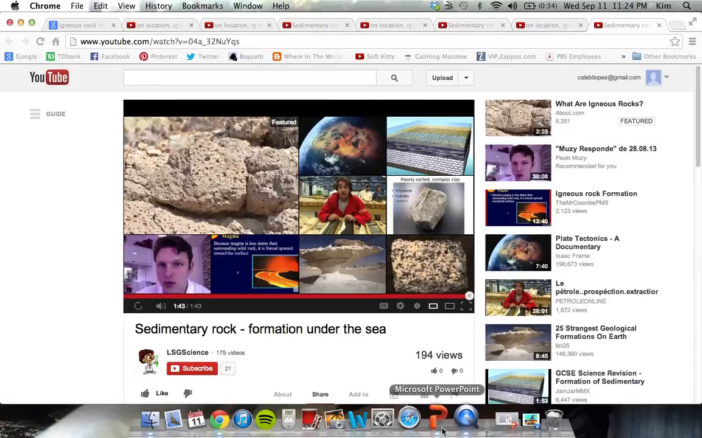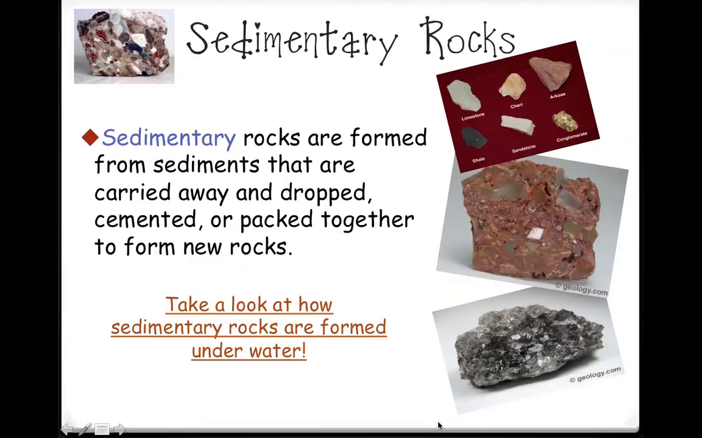Wow, that was pretty interesting. That's why I love sedimentary rocks, because they're formed with all kinds of things. Another cool thing about sedimentary rocks is that they can tell you a lot about history, because sometimes they contain the bones of animals from a long time ago, or even tools that people used many, many hundreds of years ago.